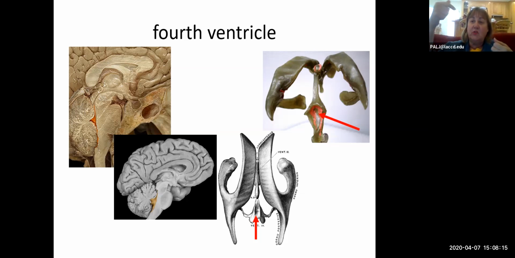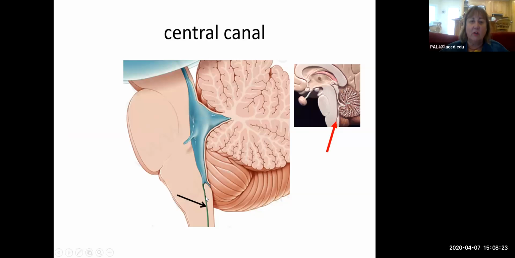From the fourth ventricle, the next structure it enters is a tubular structure, which is going to go through the medulla oblongata, and that's called the central canal. And this central canal will continue once the medulla oblongata goes through that foramen magnum and becomes the spinal cord. The central canal will continue the entire length of the spinal cord.